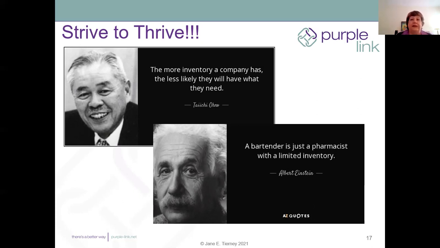And then Albert Einstein, who's always a favorite of mine, says a bartender is just a pharmacist with limited inventory. But we all know that there are some bartenders who can come up with some pretty creative things with limited inventory. So inventory can be a limitation, but it can also be a source of creativity. And if you add a little creativity to how you manage your inventory, I have a feeling you're going to come up with just some better ideas and some better practices than you're using today.